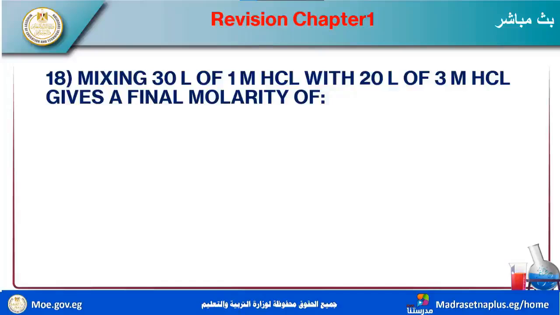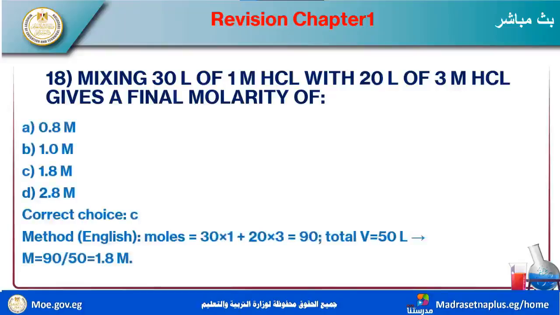Concentration: you add 30 liters of 1 molar HCl to 2 liters of 3 molar HCl. This gives a final molarity of what? Now we want the final molarity. You add the number of moles and the number of moles.